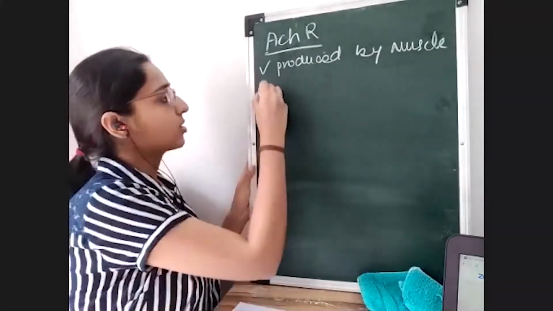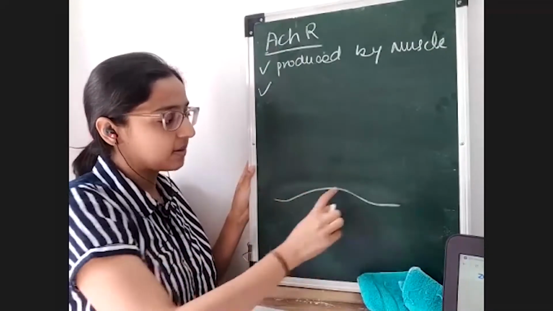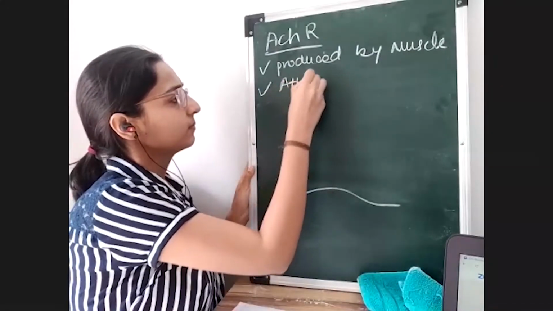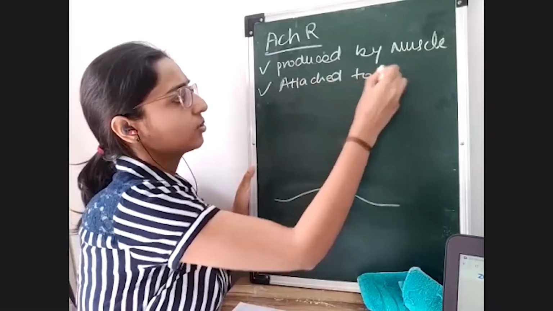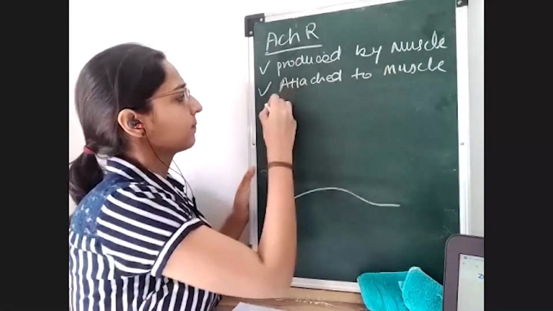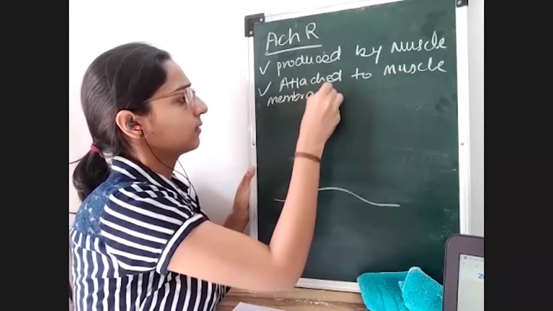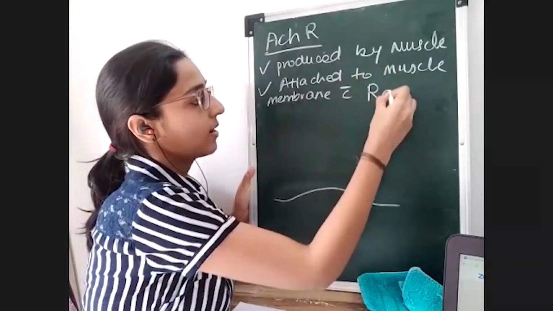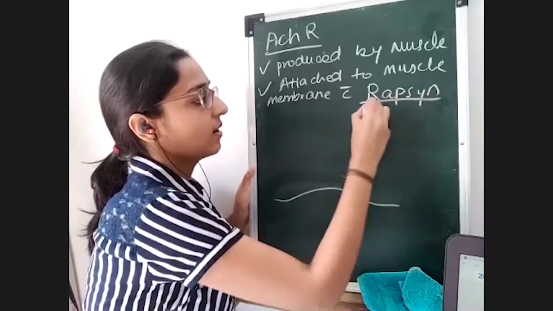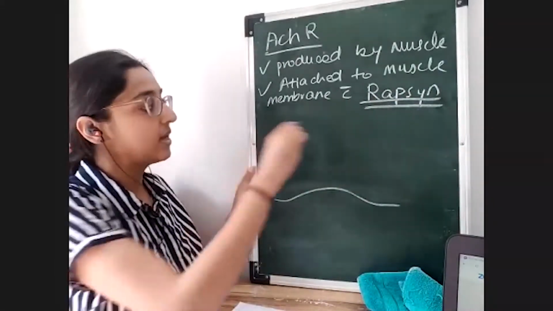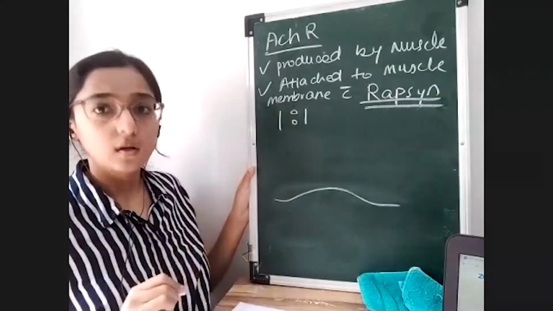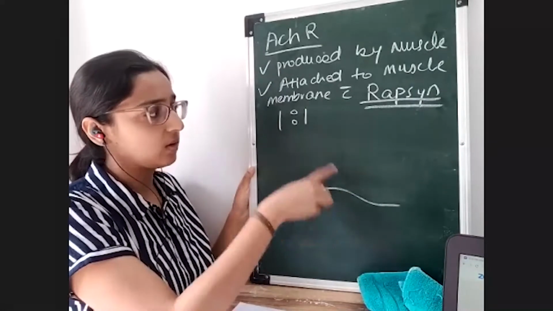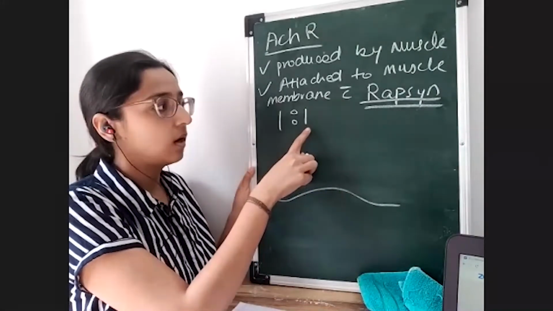This receptor has to be attached to the muscle membrane, right? It needs some support to attach. So it is attached to the muscle membrane with the help of what is the name of that molecule? It is rapsin, R-A-P-S-Y-N. So it is attached with the help of rapsin in the ratio 1:1. What does that mean? Each acetylcholine receptor is attached to the membrane with the help of one rapsin molecule.